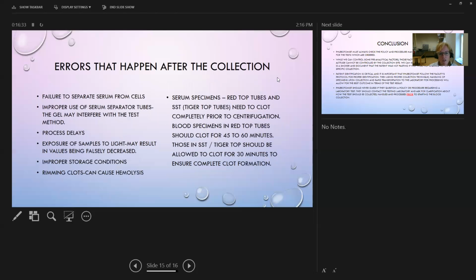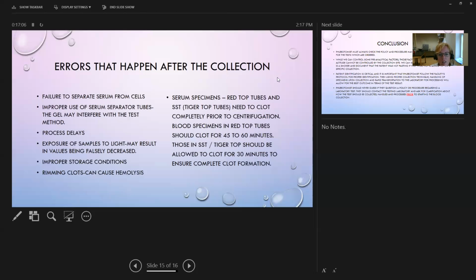So errors after the collection. So we're still in pre-analytical errors, but we're in the third phase, errors after the blood is collected. Again, if we don't separate the serum from the cells, if we don't use the tubes correctly, if there's delays in processing or samples are exposed to light and other improper storage conditions, if we rim the clots, if we take sticks or a pipette and go around the clot before we spin it down, that can break the red cells. And then tubes need to be clotted completely prior to centrifugation.